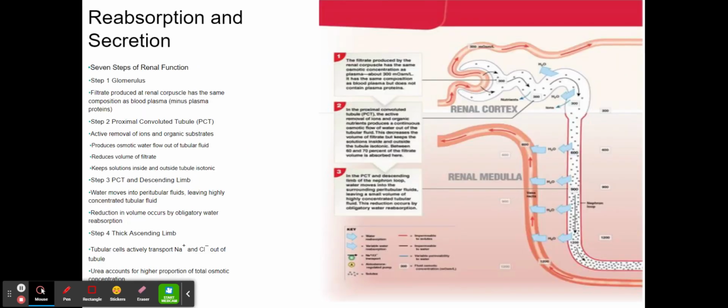And on slides 26 and 27, it just highlights the 7 steps of renal function.